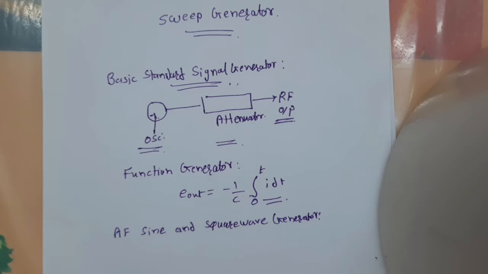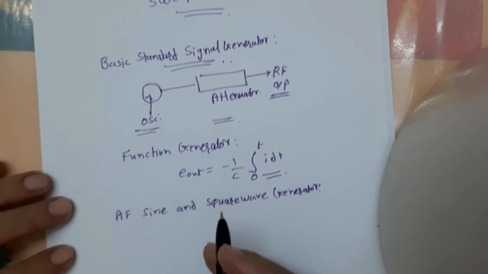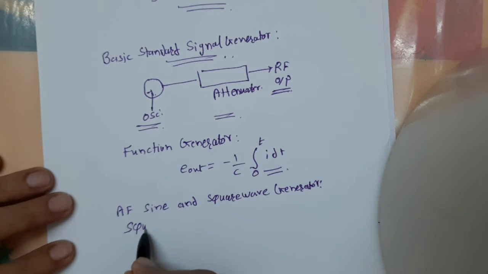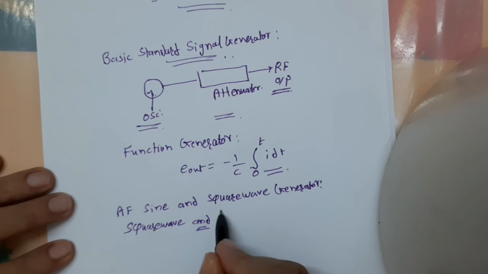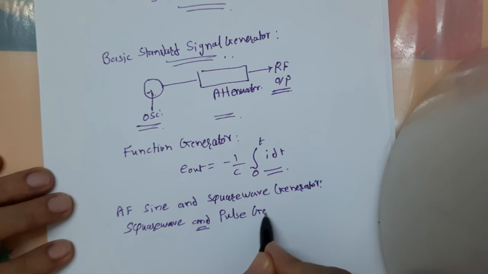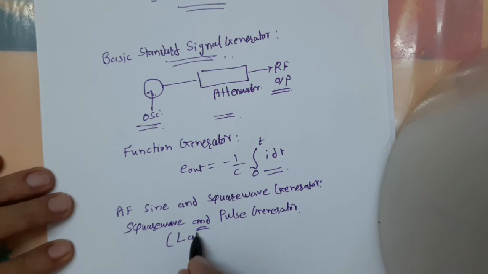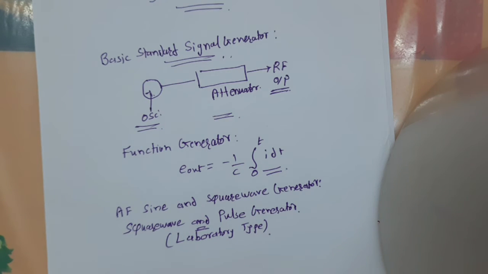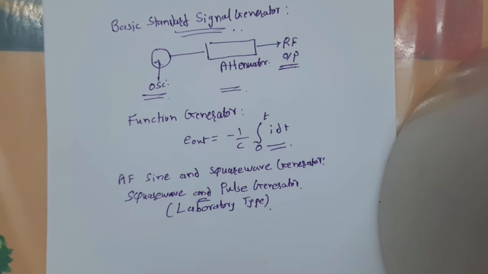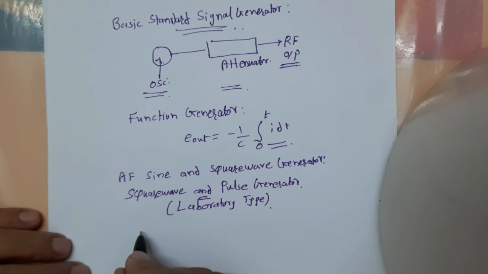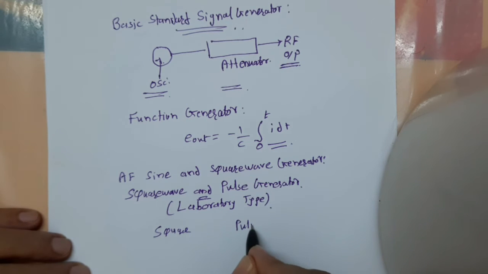The last one is the square wave and pulse generator. It is laboratory type: laboratory type square wave and pulse generator. Then we discuss the difference between the square and pulse.